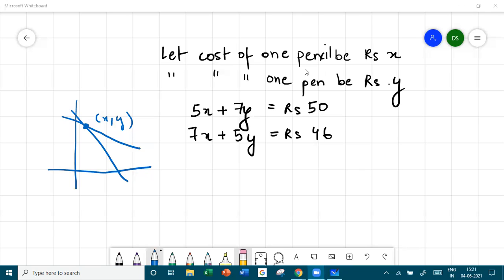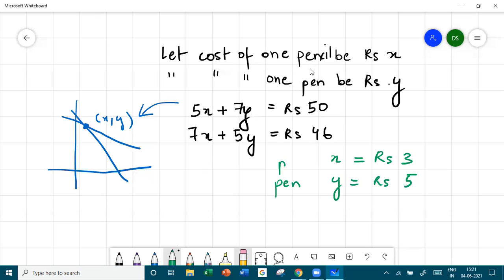Ma'am, can you tell me the answer? I'm not getting the right answer. Yes, okay. So your answer is going to be cost of pencil is 3 and pen is rupees 5. This is your answer. Thank you.